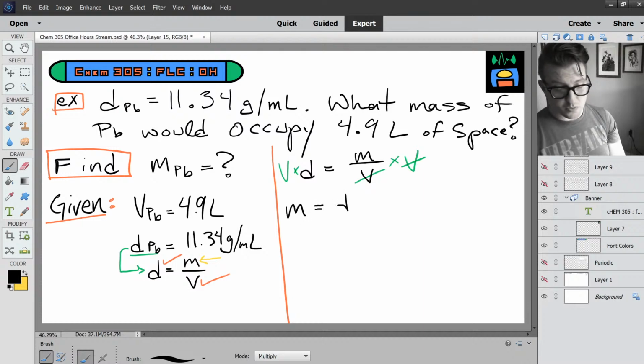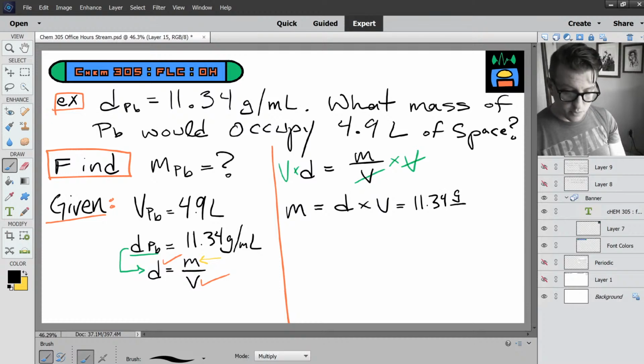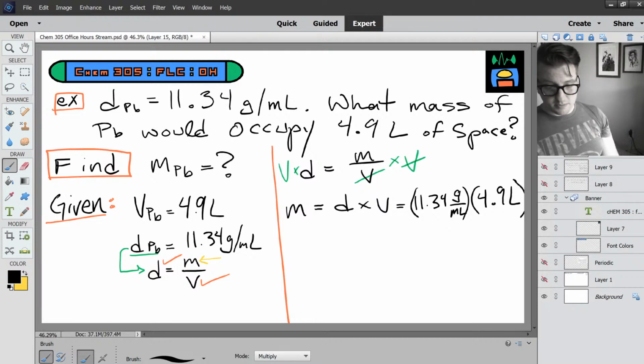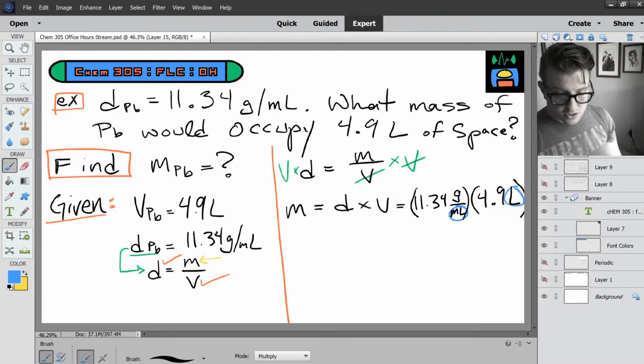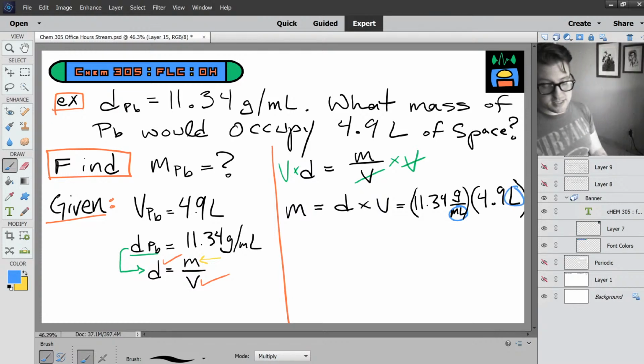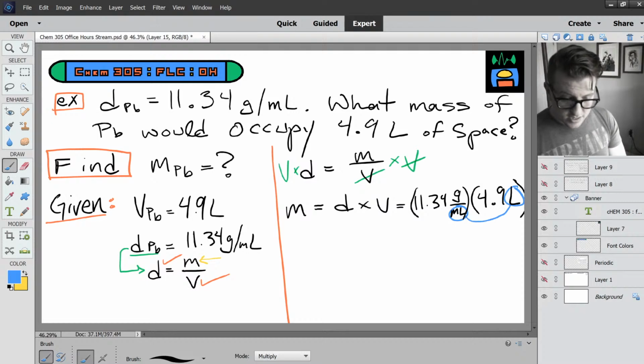So we get a new expression which says mass is equal to density times volume. But now you'll notice when we plug in our values, density is 11.34 grams per milliliter, and our volume is 4.9 liters. We have a problem. Milliliters and liters have different units, so we need to do a unit conversion before we can solve this problem.